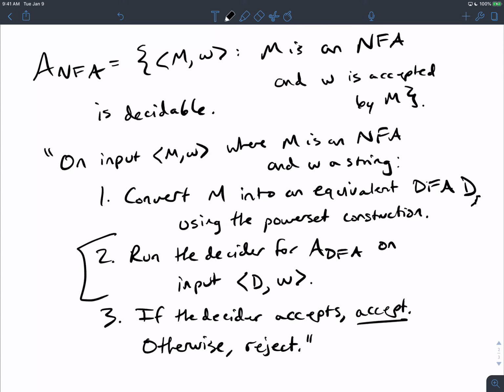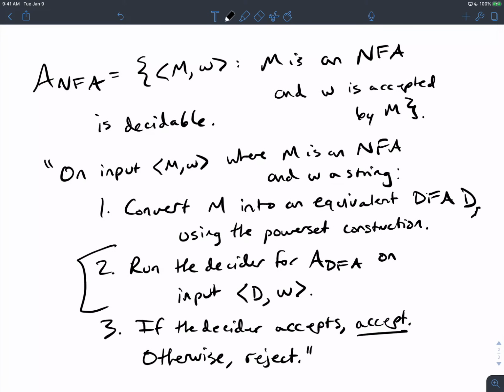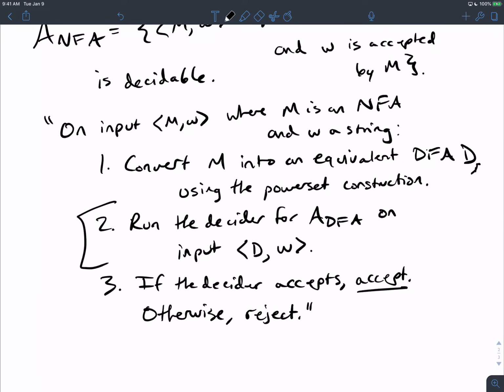So in this case, that function is the decider, the Turing machine for ADFA. And then we just forward the work onto that, and then we get the result, and we make the determination, which is the same determination as the machine before. We accept if the original thing accepted, reject if the original one rejected. Any other questions?